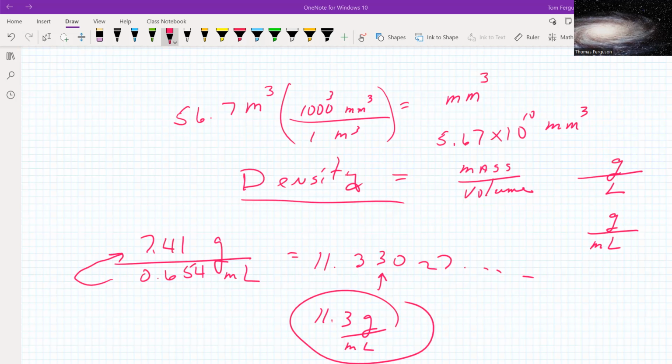Yeah. So our answer should be in milliliters. We're starting with centimeters. To be real honest with you, I'll accept either one. So whatever you feel most comfortable doing is fine. But when you're doing problems, though, you'll see both. So you just need to be aware of that.